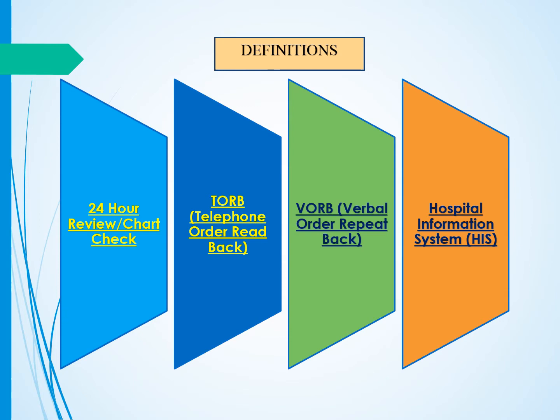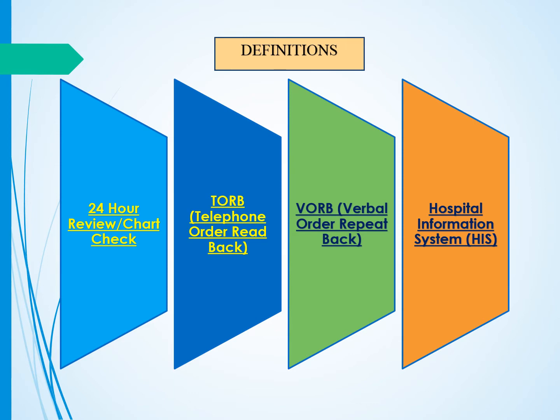To continue, the 24-hour review chart check is the review of the physician's order entry by the night charge nurse to ensure accuracy and completeness of the record. TORB, telephone order readback, is the process of documenting a telephone order received from the physician by the staff nurse that requires readback to the physician for confirmation.